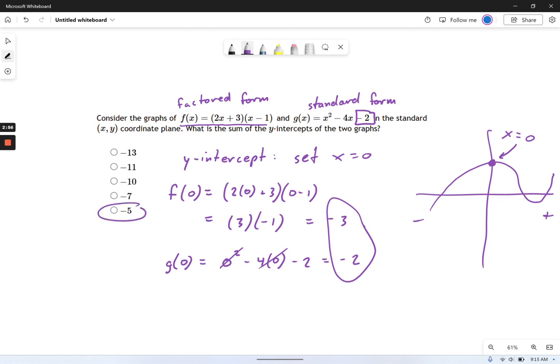So you have to be comfortable in finding the y-intercept regardless of whether it's in factored form or standard form. I do the same procedure either way.